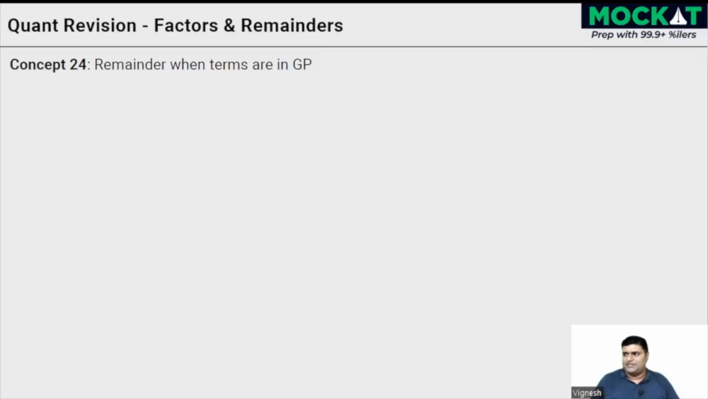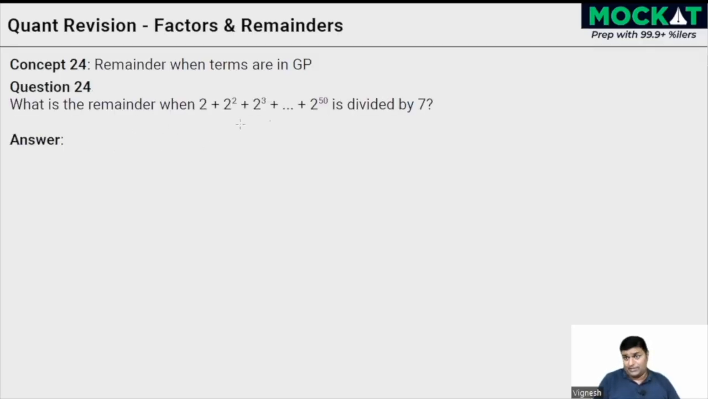Now, remainder when terms are in GP is the last part of this lesson. What is the remainder when 2 plus 2 square plus 2 cube and goes on till 2 power 50 is divided by 7? Right? These type of questions, we have to see if 7 can be written as sum of some 2 powers. 2 power 0 is 1, 2 power 1 is 2, 2 square is 4, 2 cube is 8, exceeding 7, stop. Now, 7 can be written as sum of 2 or more of these. Yeah, 1, 2, and 4, you add up to 7, right? So, every 3 consecutive terms, when added up, is going to be a multiple of 7.